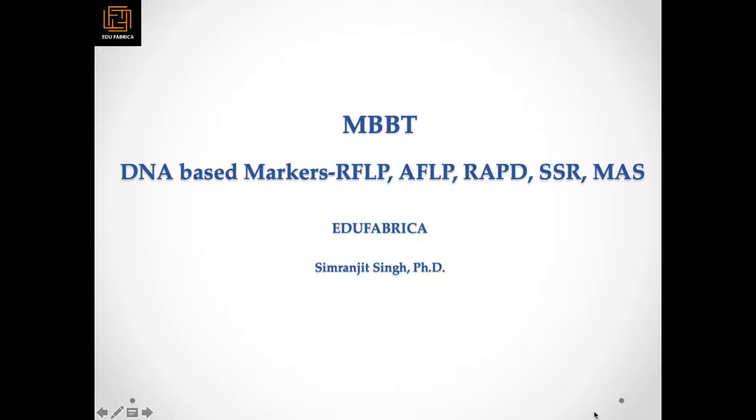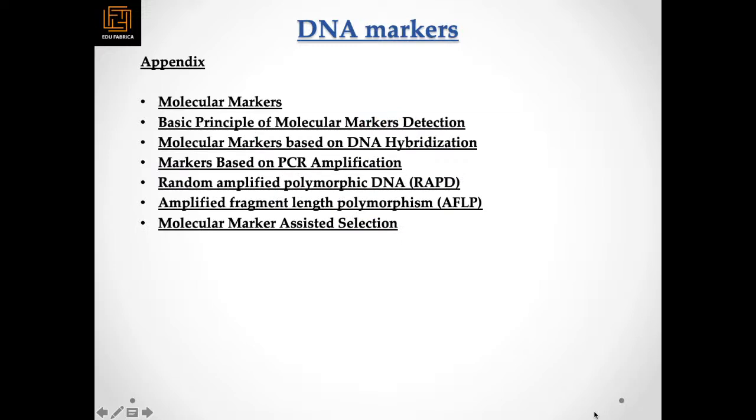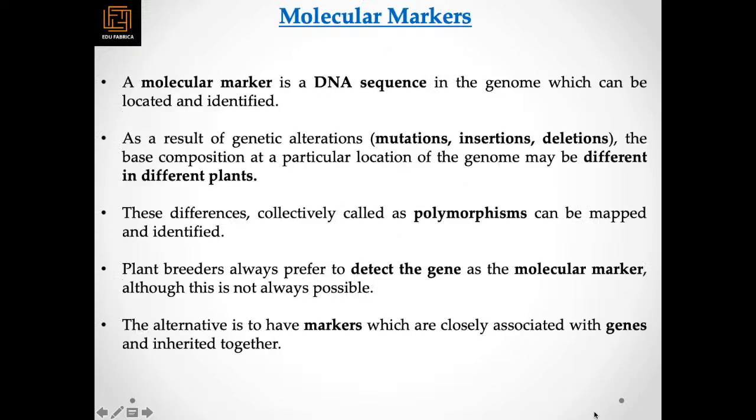Okay, let's start with this topic. Basically, for these molecular markers, we will discuss the basic principle first. Then there are two types of molecular markers: one based on DNA hybridization, and one based on PCR amplification. Then we discuss RAPDs, AFLP, and molecular marker assisted selection.